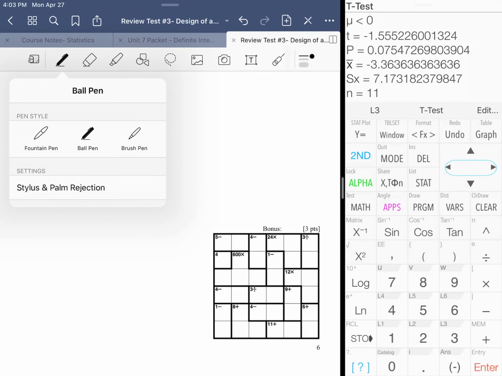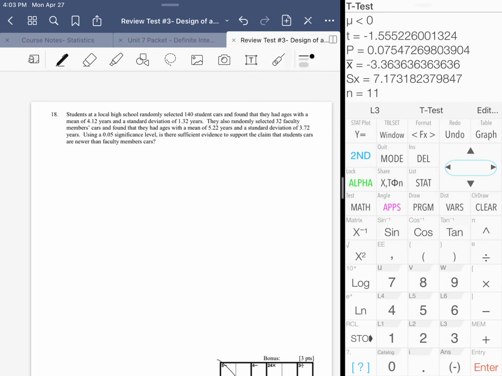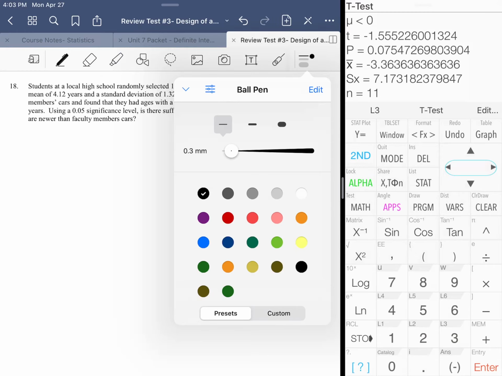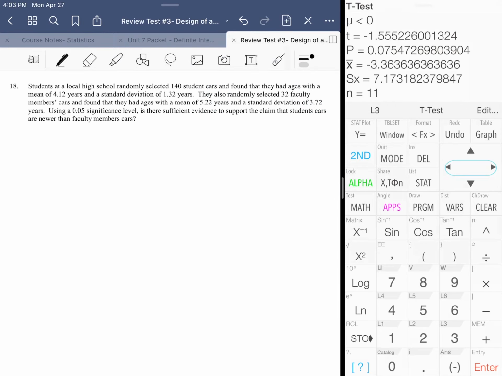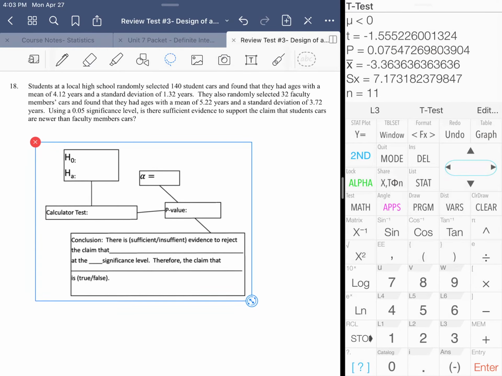Number 18. And you'll see there's a bonus problem on this page, but that's not going to be on this test, so just pretend it's not there. Okay, so assuming my pen wants to work.